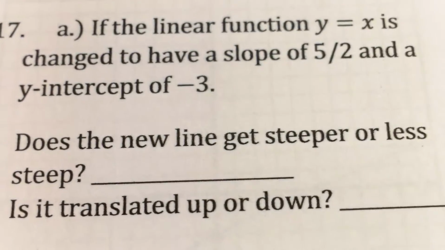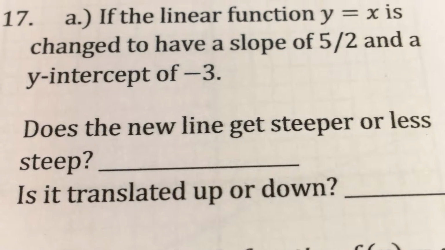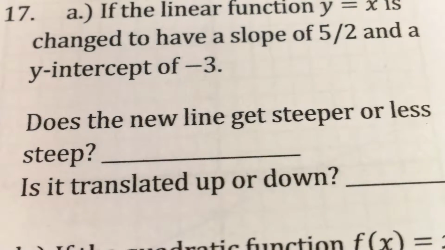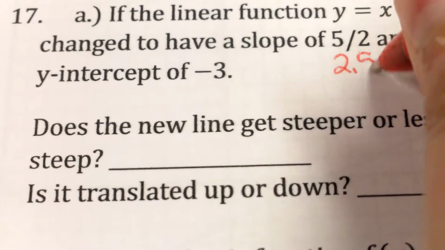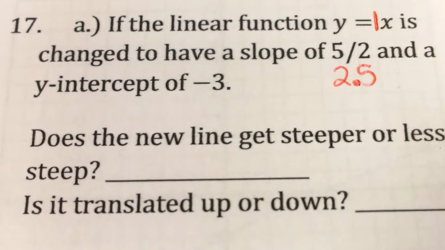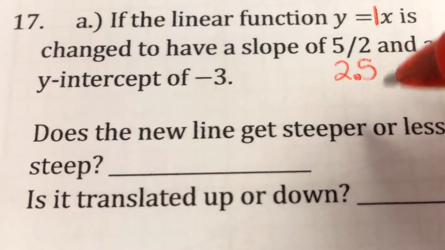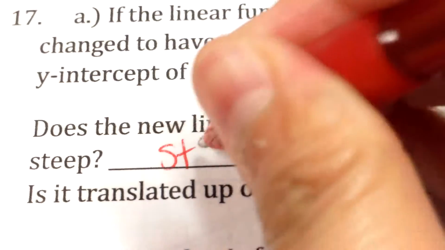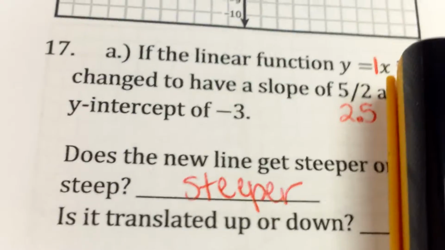If the linear function y equals x is changed to have a slope of 5/2 x and a y-intercept of -3, does it get steeper or less steep? Well, 5/2 x is the same thing as 2.5. My slope here is 1, so it got bigger. So that means it's going 2.5 times faster. So therefore, it would be steeper. Don't believe me? Let's check it out.